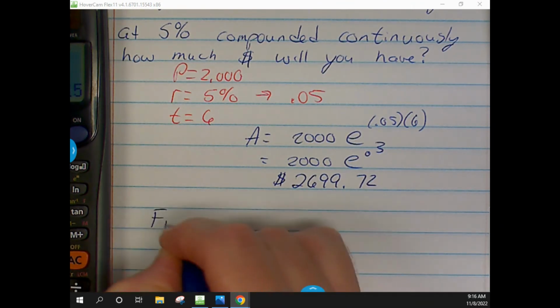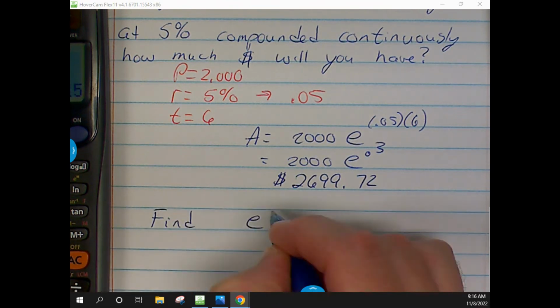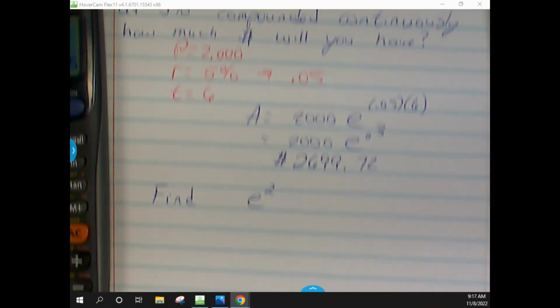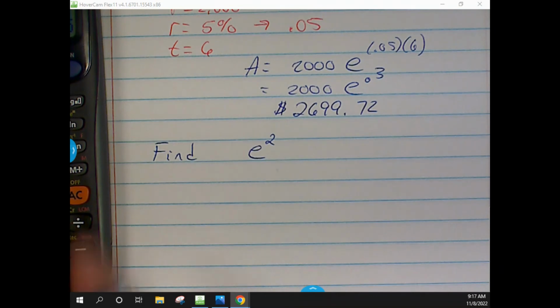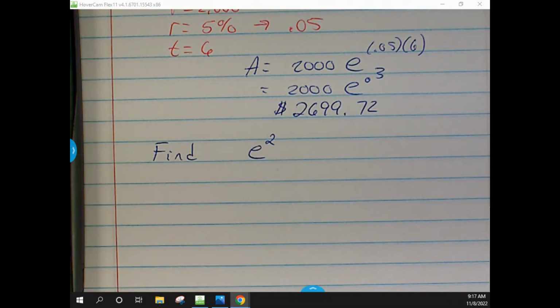Just so you can make sure you know how to use your calculator, I may ask you to find e to the second power. That will be some of the homework questions. It may even be a test question like that. You've got to know how to use your calculator.